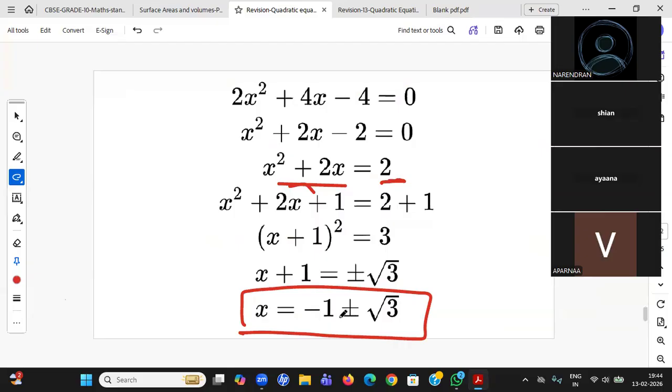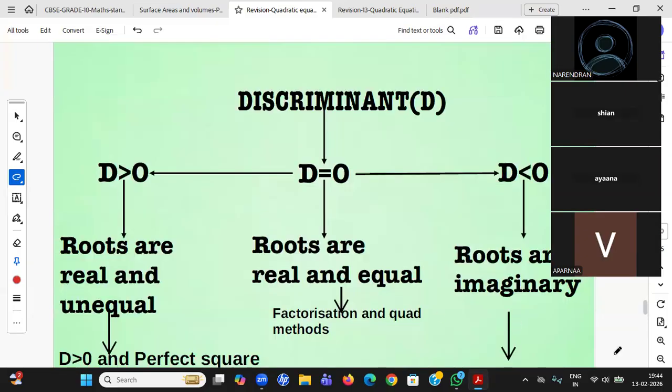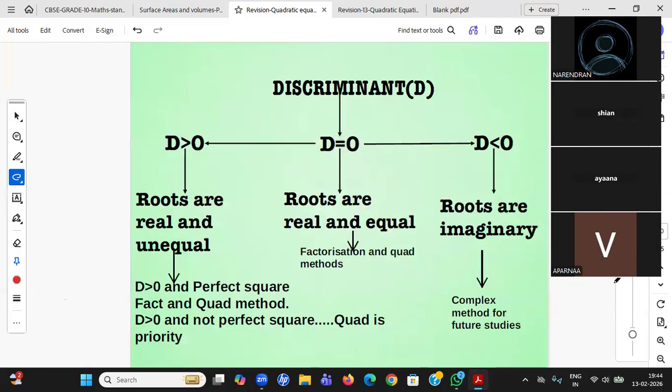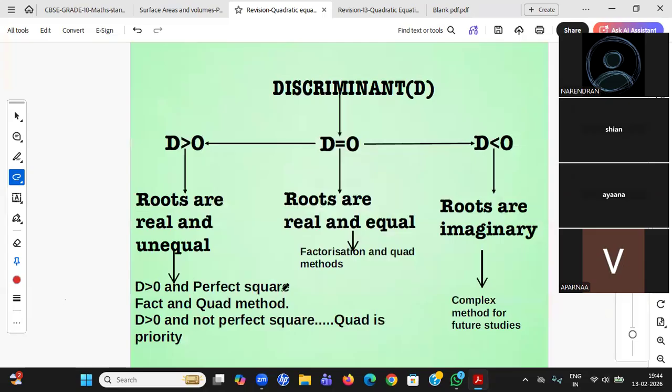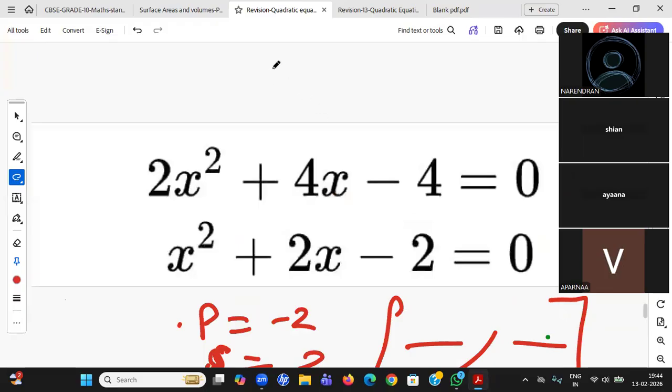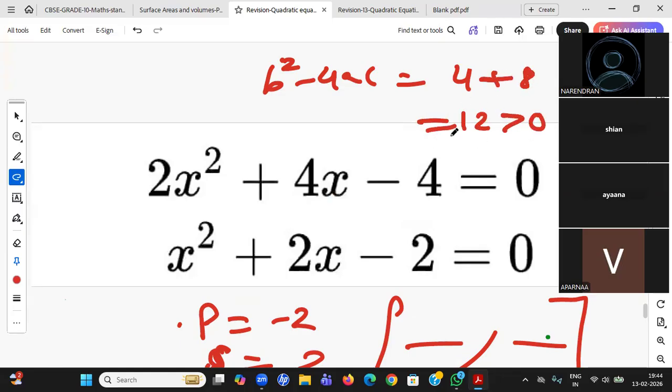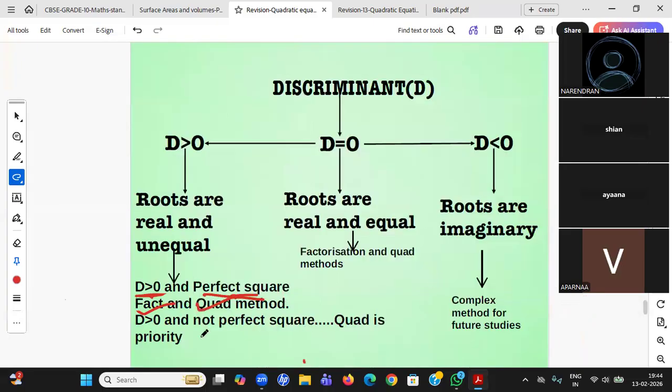Now the question comes, sir, which method will we choose? Whenever you have discriminant greater than 0 and a perfect square, any method will work. But what is the discriminant here, student? What is b square minus 4ac? Let me see. 4 minus 4 plus 8, 12. It is greater than 0, but not a perfect square. So when the discriminant is greater than 0 and not a perfect square, the quadratic formula is the priority.